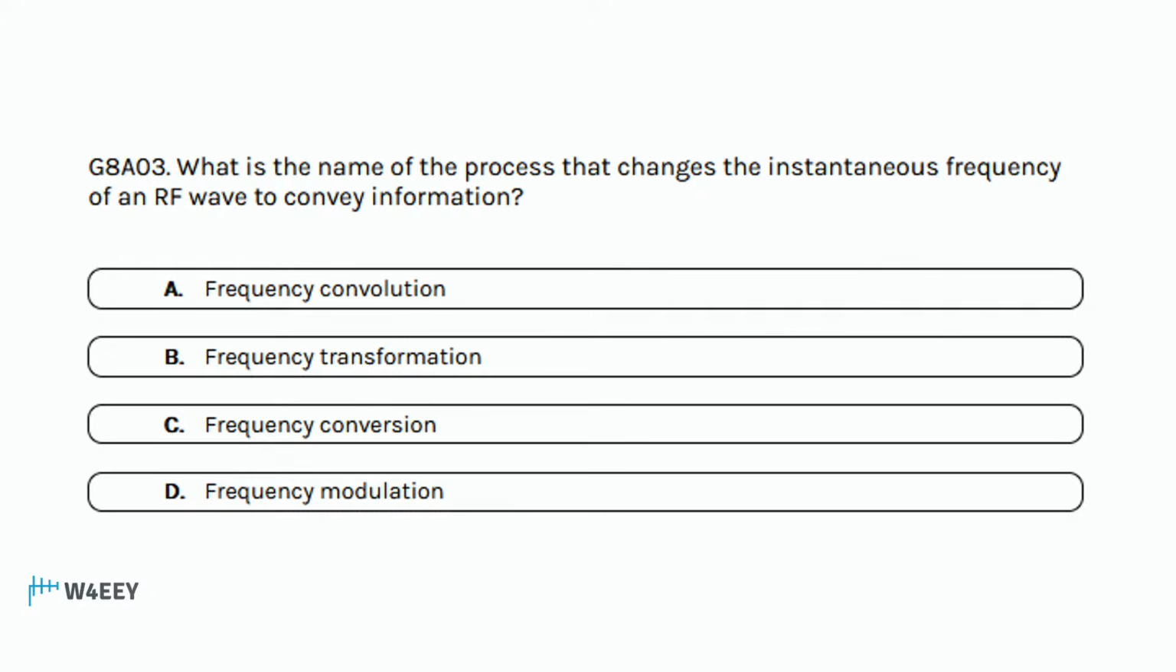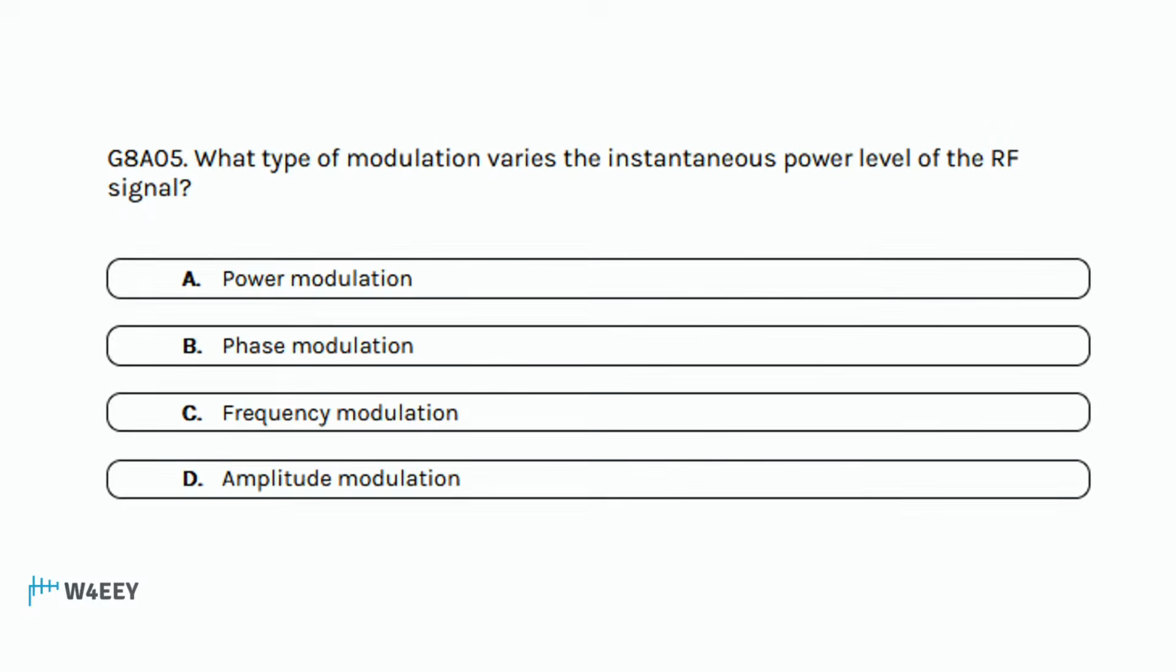And what is the name of the process that changes the instantaneous frequency of an RF wave to convey information? Delta. Yeah, good. Delta, frequency modulation. And what type of modulation varies the instantaneous power level of the RF signal? Delta. That's amplitude modulation. You're changing the amplitude, indeed.